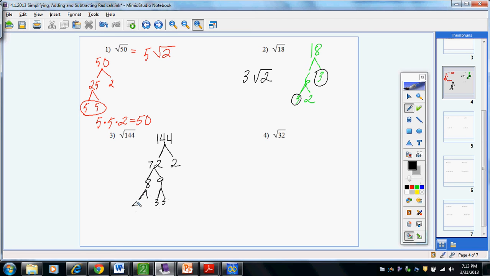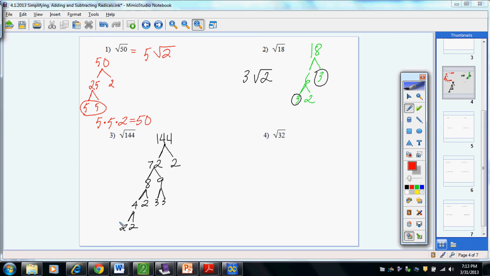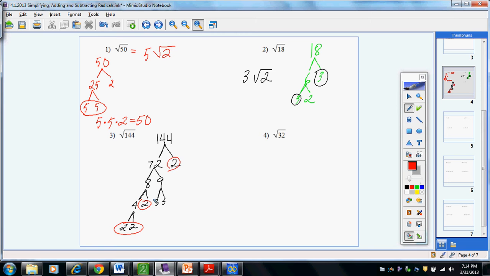8 factors down to a 4 and a 2, and then the 4 comes down to a 2 and a 2. So again, now we have 3 pairs of numbers. We have a pair of 2s, we have another pair of 2s, and then we have a pair of 3s. So we'll move one of each.